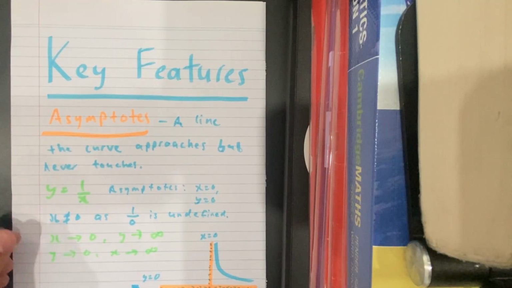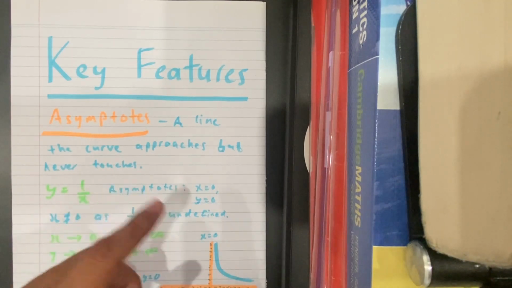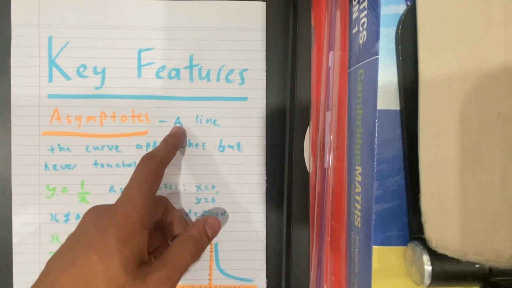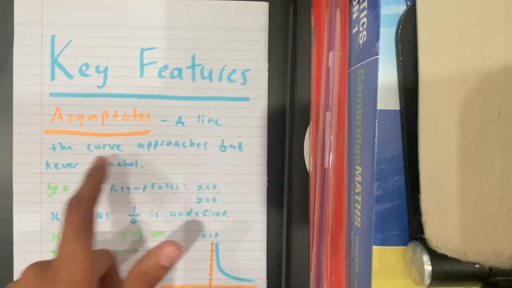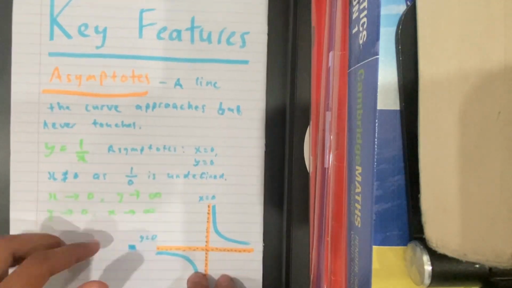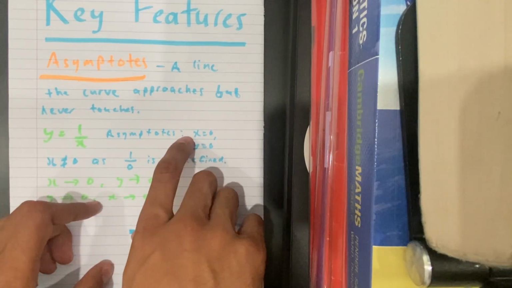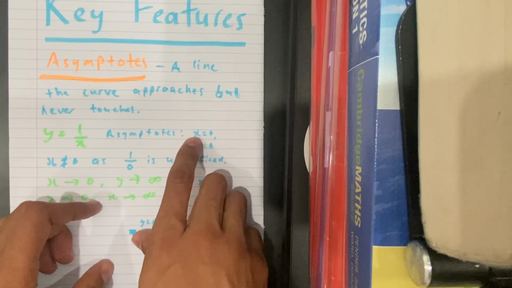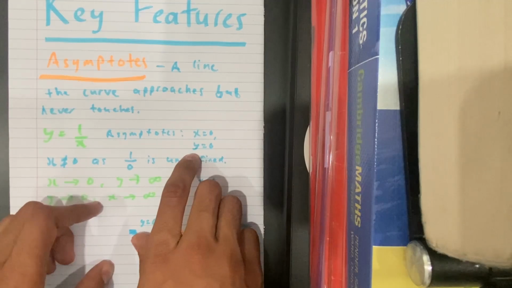One of the most important features of y equals 1 on x are its asymptotes. An asymptote is a line the curve approaches but never touches. For this hyperbola, the asymptotes are the x-axis and the y-axis, or x equals 0 and y equals 0.